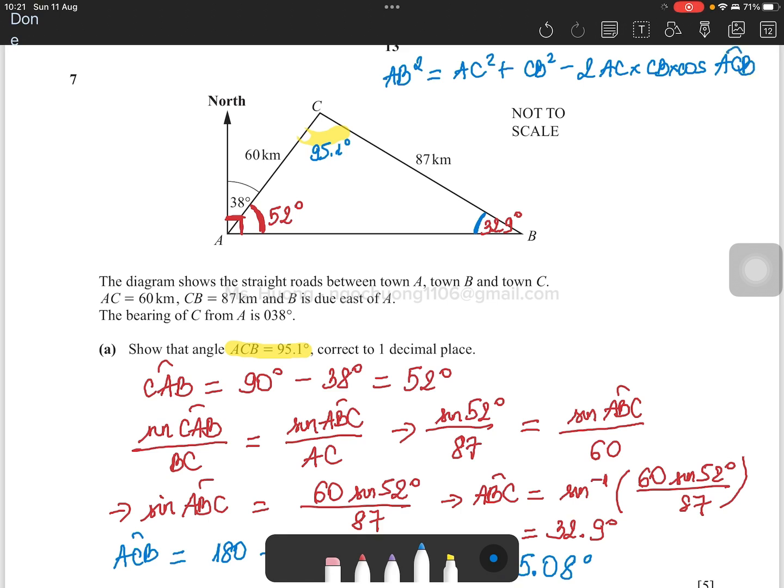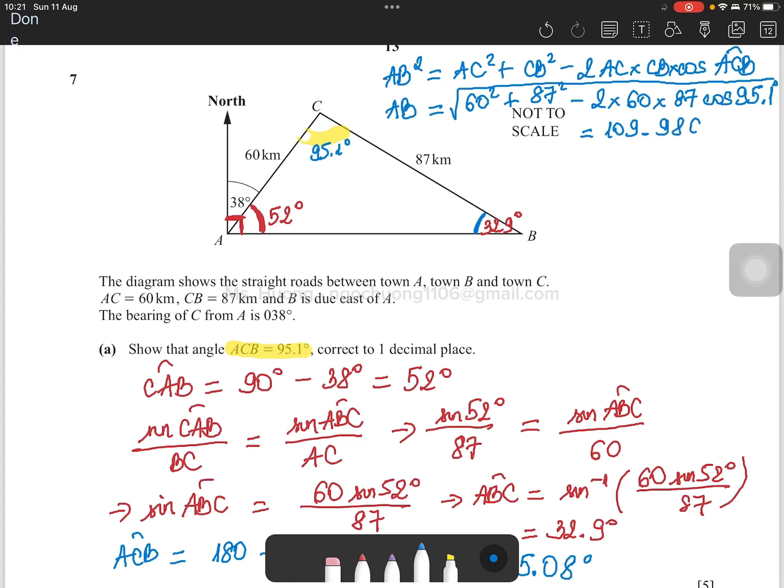In this case, AC is 60 kilometers, CB is 87 kilometers. Cos of the angle ACB means cos of 95.1 degrees. So this is AB squared. And if you want to find the length of AB, you take the square root of all of these. So AB is equal to 109.9866.